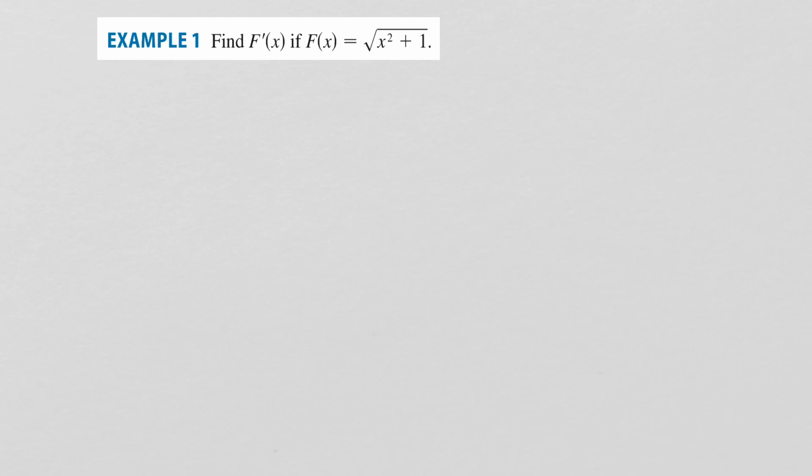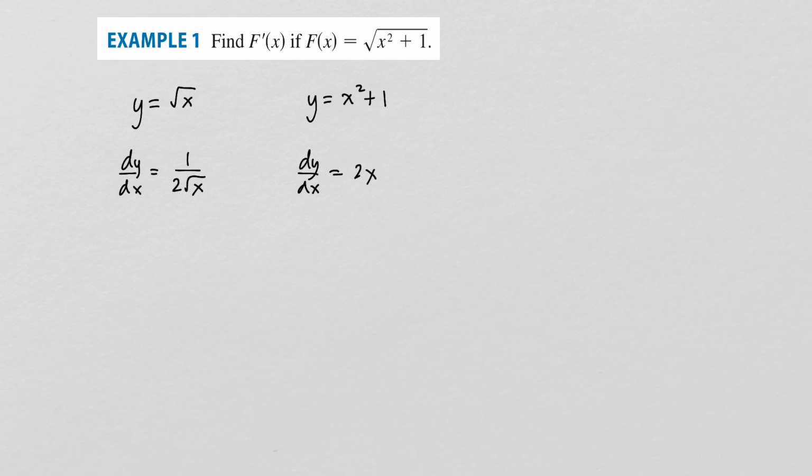So you know that if we have a function y equals the square root of x, the derivative of this function can be shown to be 1 divided by 2 times the square root of x. And we know if we have the function y equals x squared plus 1, the derivative of this function is 2x. But I want you to notice that the function we have here is a combination of these two functions.